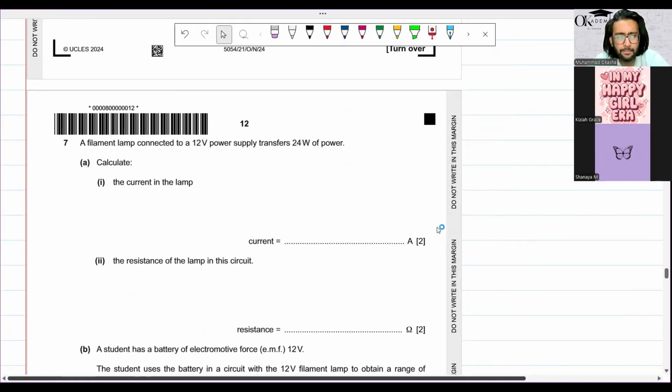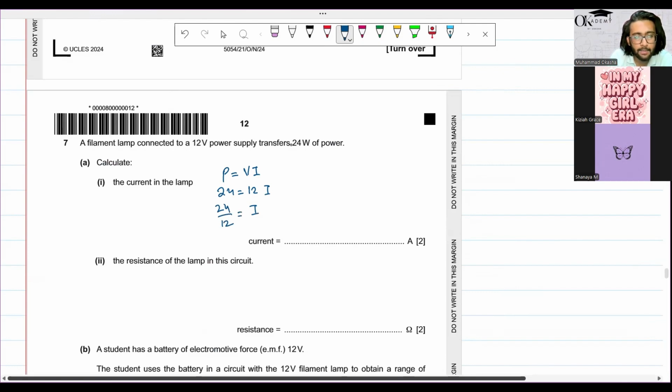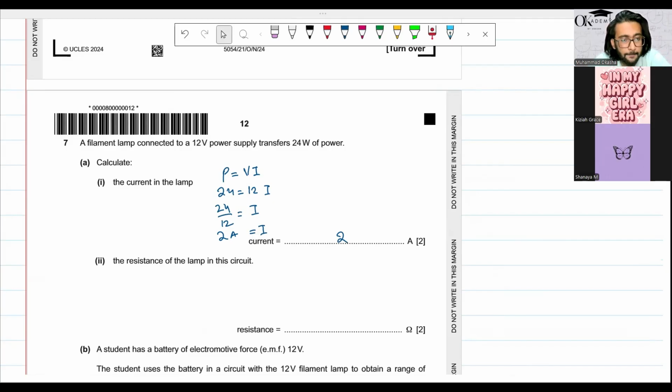Right, next. This is really, really simple. A filament lamp is connected to a 12-volt power supply and transfers 24 watts of power. Calculate the current in the lamp. We know that power is equal to VI. Power is 24, voltage is 12, so I should be equal to 24 over 12, and I is equal to 2 amps. So the current should be equal to 2 amperes. I don't think there's anything simpler than this.